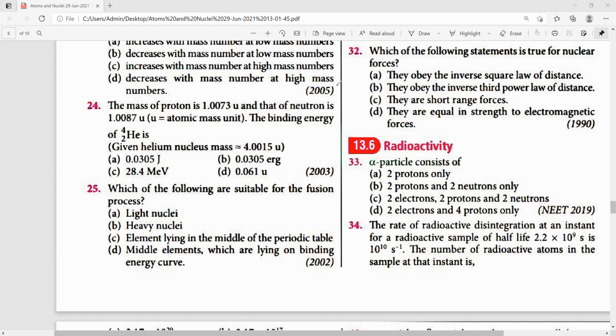33. Alpha particle consists of: two protons only; two protons and two neutrons only; two electrons, two protons and two neutrons; fourth one, two electrons and 4 protons only, they have given. Alpha particle is a positively charged particle, identical to the nucleus of helium atom, so it contains only 2 protons and 2 neutrons. Therefore, B is the right answer.